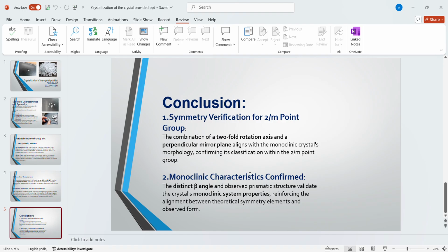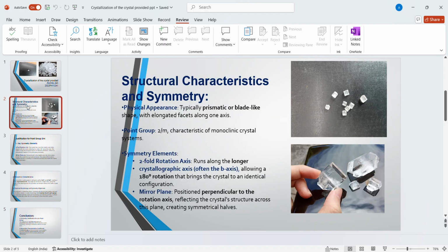The conclusion is the symmetry verification for the 2/m point group. The combination of the two-fold rotation axis and the perpendicular mirror plane aligns with the monoclinic crystal morphology, confirming its classification within the 2/m point group. Second, monoclinic characteristics confirmed. The distinct beta angle and observed prismatic structure validate the crystal's monoclinic system properties, reinforcing the alignment between theoretical symmetry elements and the observed form. So this PPT shows that the sugar crystals you have given have the point group 2/m, meaning a two-fold rotation axis, and m represents the mirror plane.